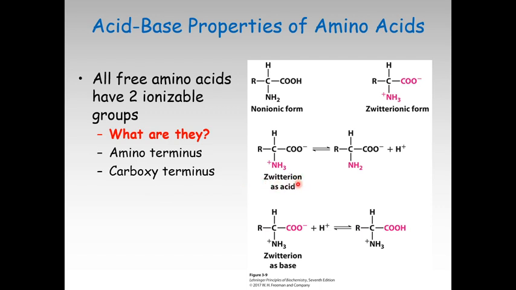When an amino acid lacking an ionizable R group is dissolved in water at neutral pH, it exists in solution as a dipolar ion, or zwitterion, and this is called the zwitterionic form. This is the non-ionic form where you represent amino acids as NH2 and COOH. And as a zwitterionic form, you express it as NH3 plus and COO minus. Now, a zwitterion can function as an acid when NH3 plus loses its proton, right? And this is where the zwitterion acts as an acid. A zwitterion acting as a base is when COO minus is protonated.